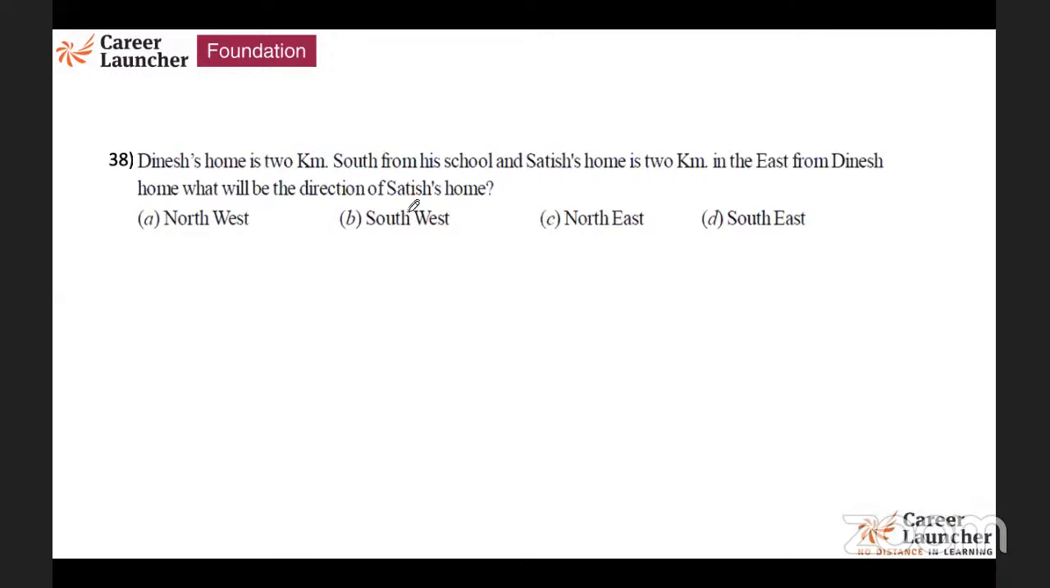What will be the direction of Satish's home from the school? Please do it. Solve this. I will give you one more question to solve, then direction sense is over and we'll go to the next type of questions.